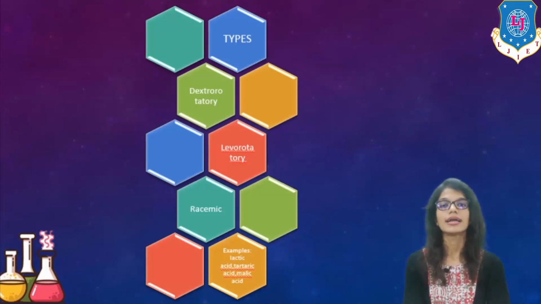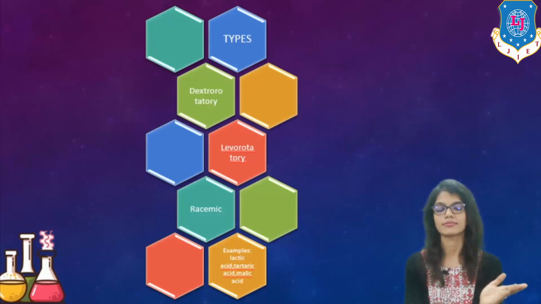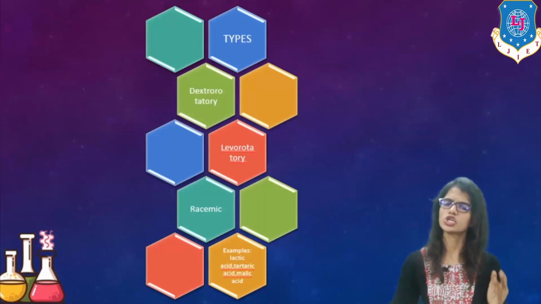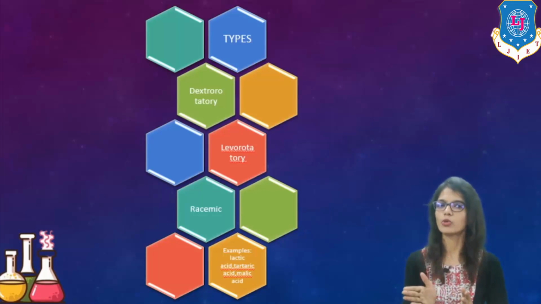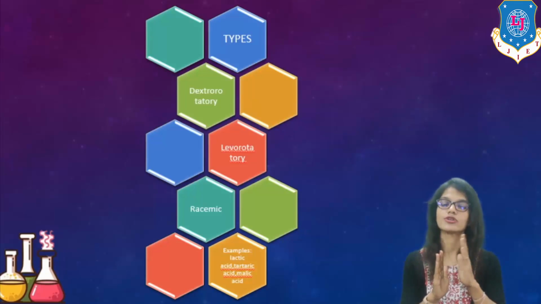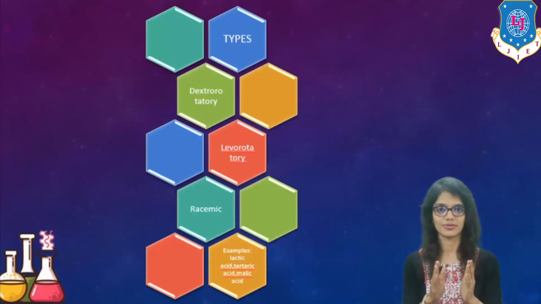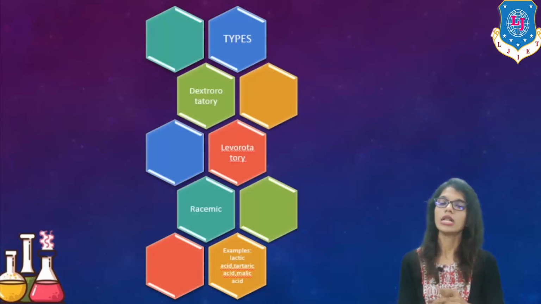Dextro-rotatory means it rotates the plane polarized light towards the right hand side. Levo means it rotates the plane polarized light towards the left hand side. And racemic is a mixture of both of these. Half portion is dextro, half portion is levo. So the plane polarized light will not be rotated towards either left or right. It remains in the same position, so it is known as a racemic mixture. It remains neutral.